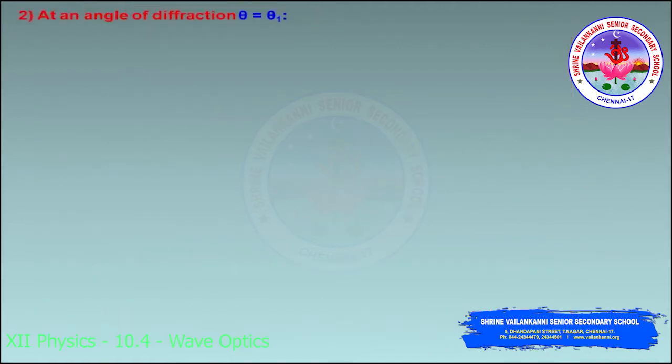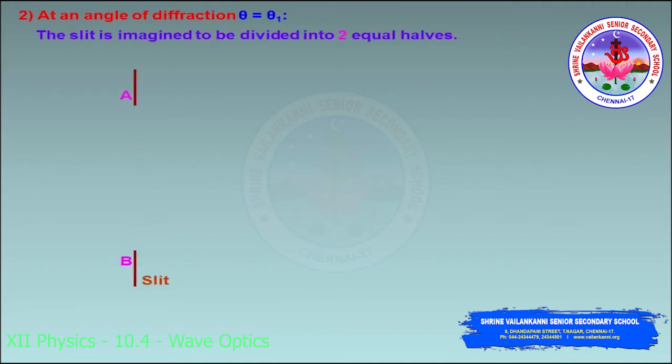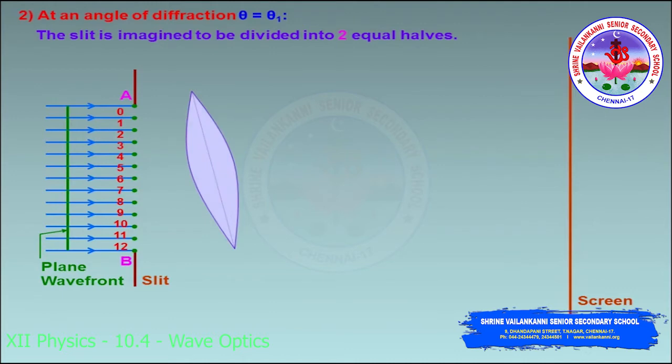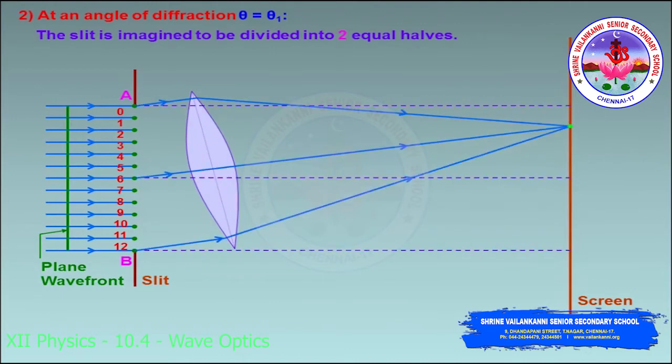The next one is, suppose theta is equal to theta 1, where we have changed the angle a little. Now we have to divide the slit into two equal halves. That way you can see we have made an angle and we have to divide it into equal halves, and for each point there is a corresponding point, right?